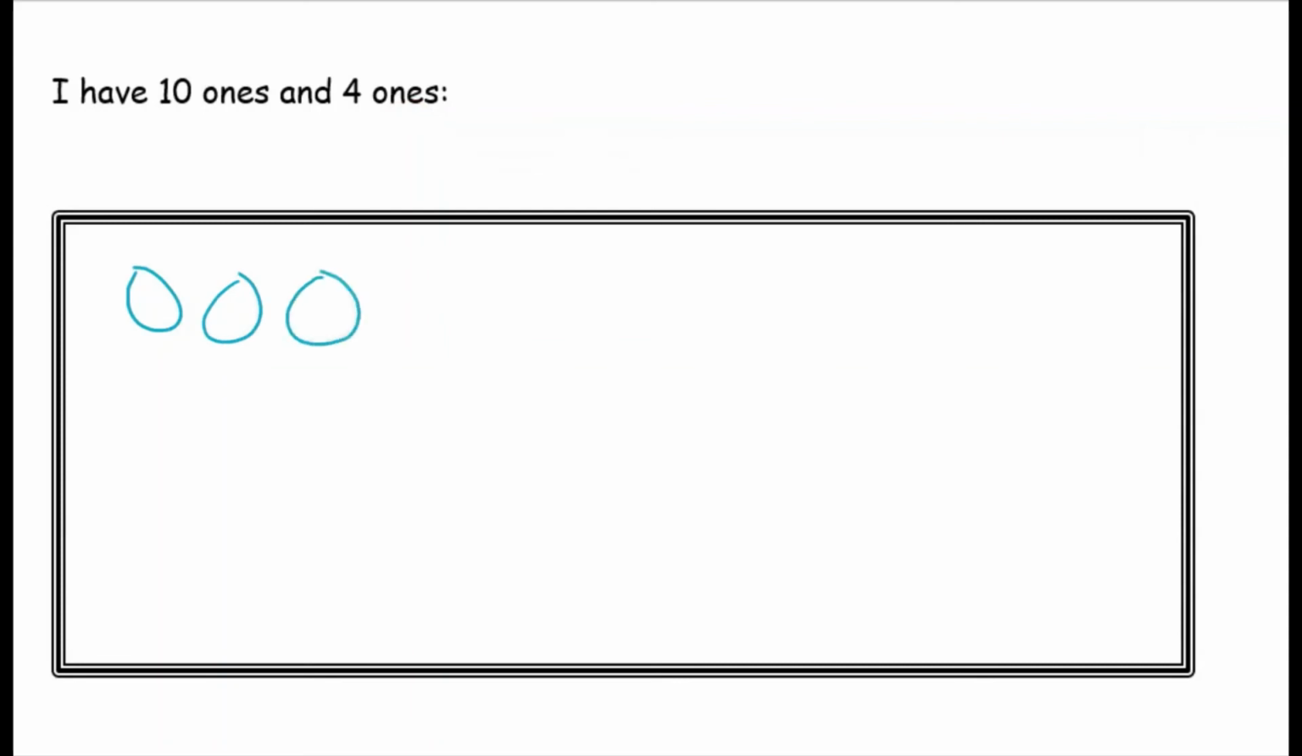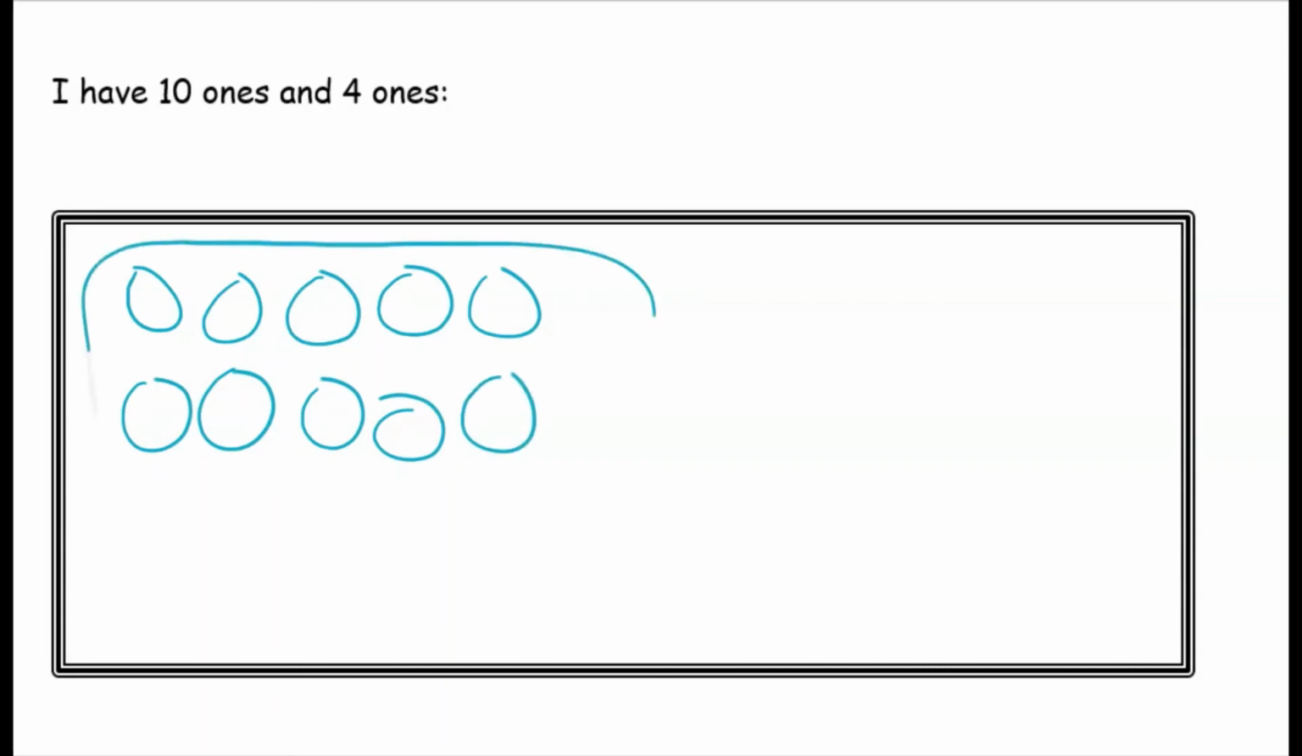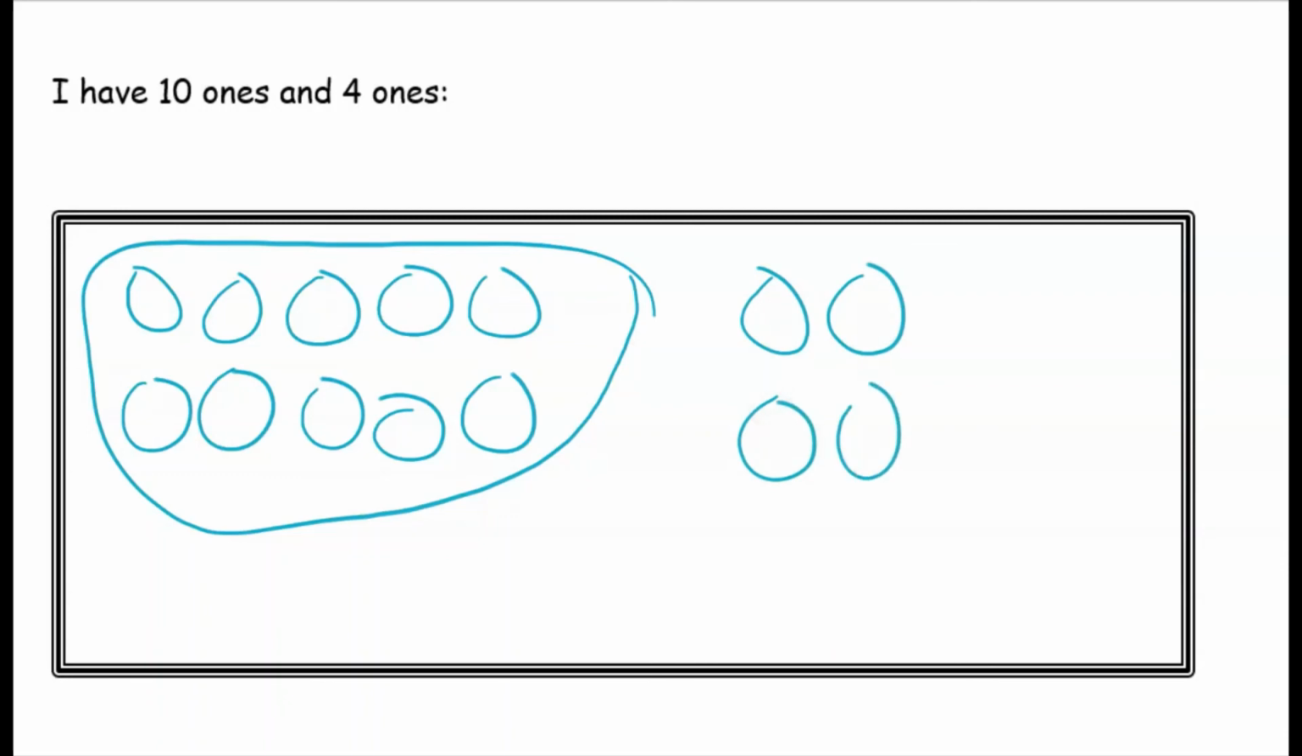1, 2, 3, 4, 5, 6, 7, 8, 9, 10. Notice how I drew them in a 5-group way. That lets me know I have a group of 10. Then I need to draw 4 ones. 1, 2, 3, 4. We say this 10 ones and 4 ones. 10 ones and 4 ones.